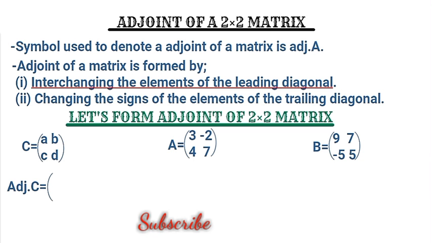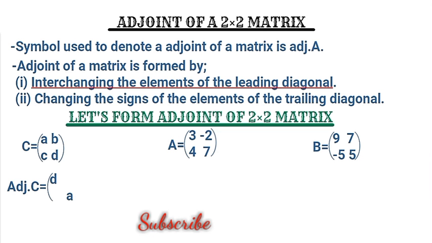First we identify which one is the leading diagonal. The leading diagonal is the one where there is A and D. A and D form the leading diagonal. We are going to interchange, meaning D will go on top and A will come down. So we write it like this: D has gone on top and A has come down. They are still forming the leading diagonal. What we have done is just interchange the elements.